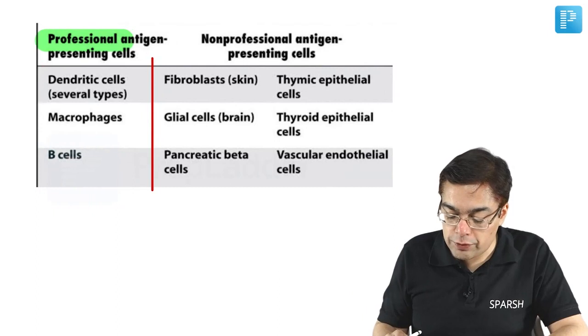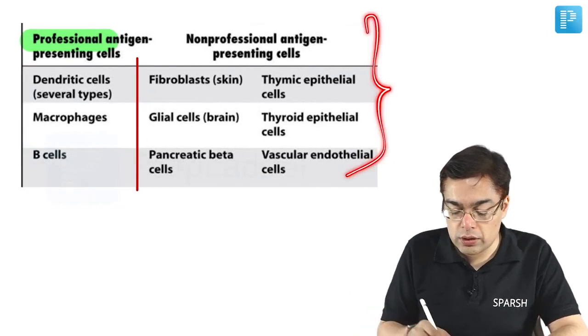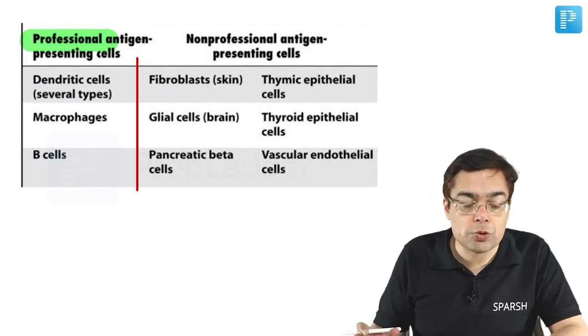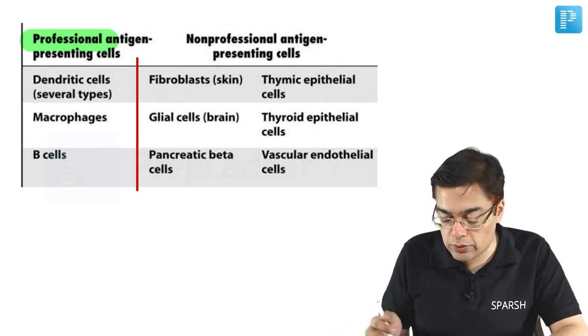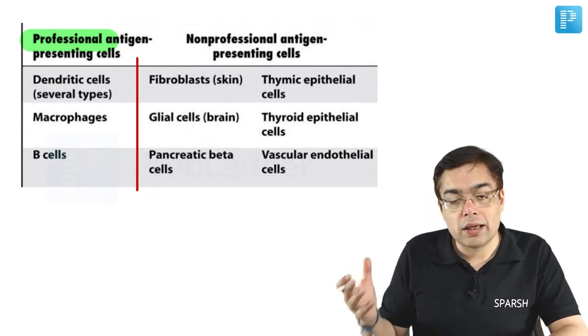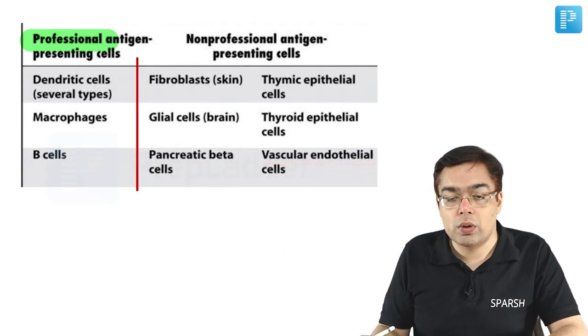When we are talking about the non-professional antigen presenting cell, this is what the AIIMS people love to ask you as a question. We have the role played by the skin fibroblast, the thymic epithelial cells, the glial cells in the brain, the pancreatic beta cells, in fact even the thyroid epithelial cells, and at times the vascular endothelial cells.